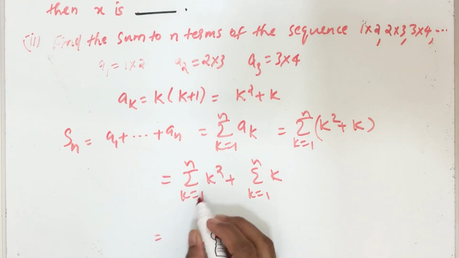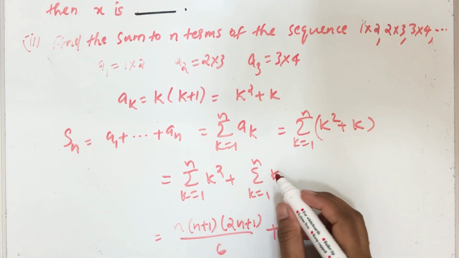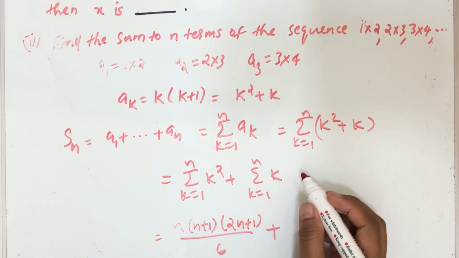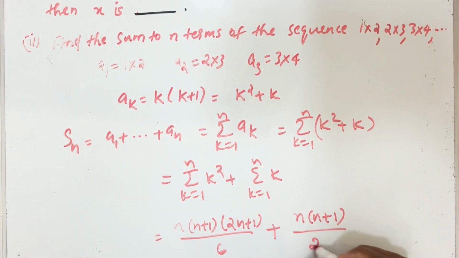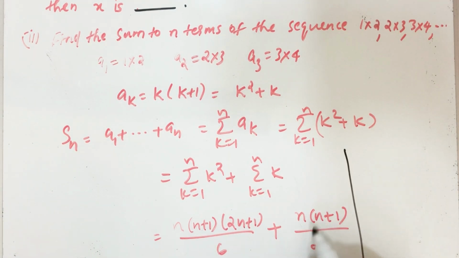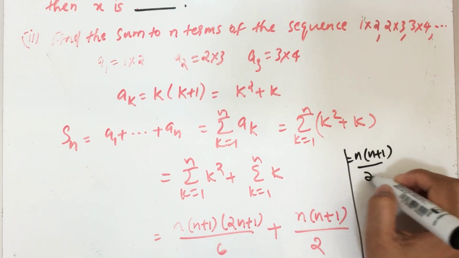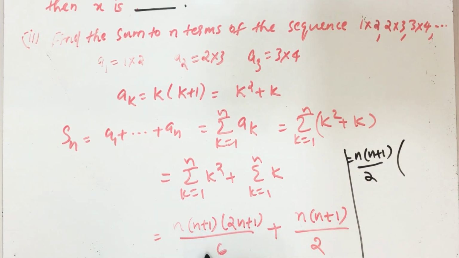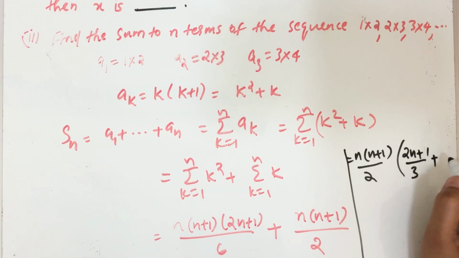We know the formula for the sum to n terms of squares of the first n natural numbers: n into n plus 1 into 2n plus 1 by 6. Plus series k, which is 1 plus 2 plus etc plus n, the sum to n terms of the first n natural numbers, that is n into n plus 1 by 2. This formula we have. We can take n into n plus 1 by 2 outside, which is equal to n into n plus 1 by 2 into, here the remaining is 2n plus 1 by 3 plus 1.